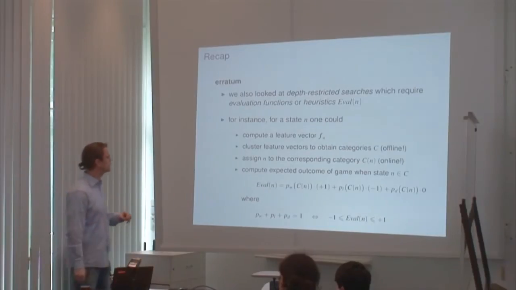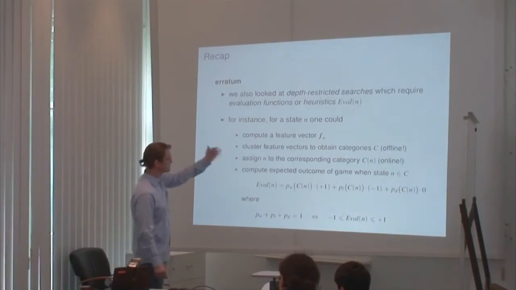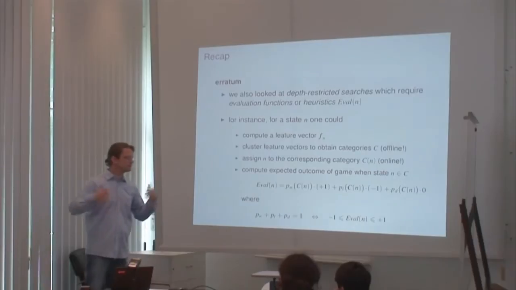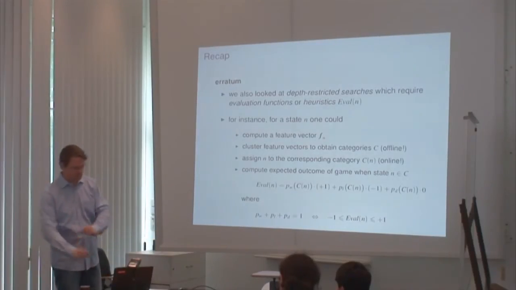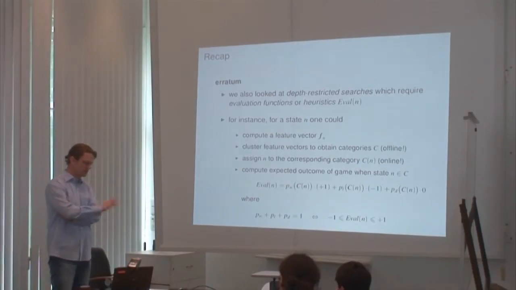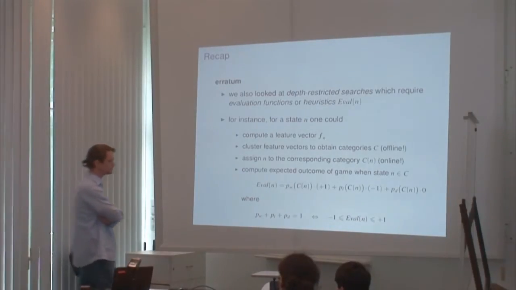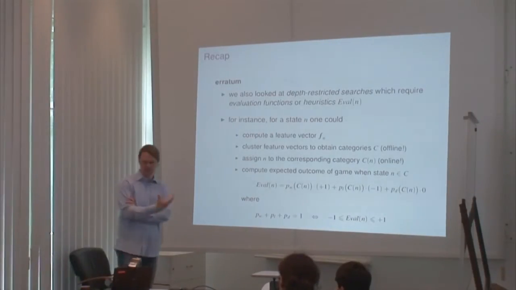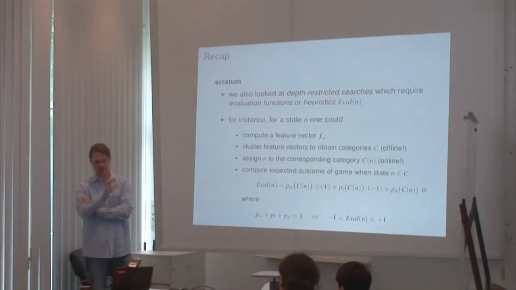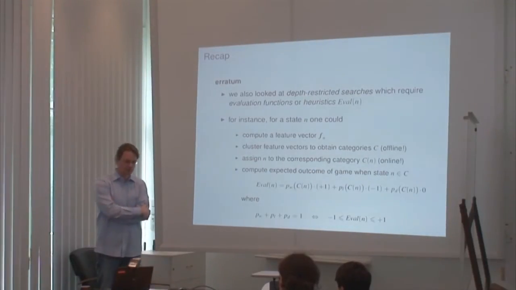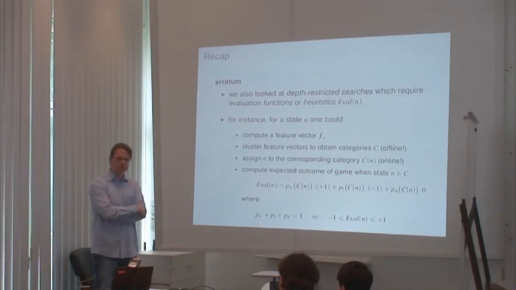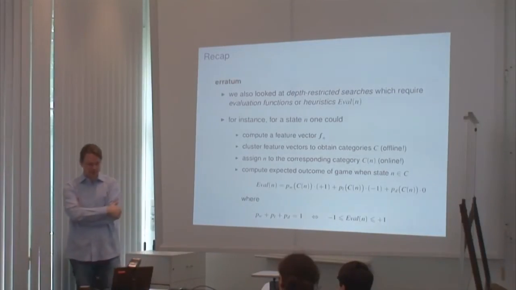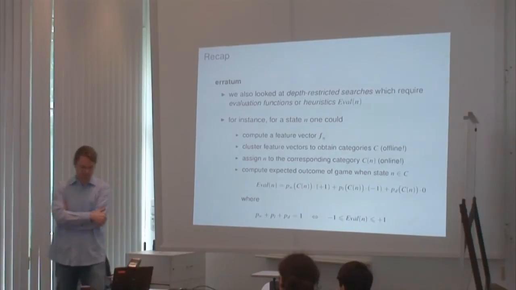In particular, what we can do is, for instance, have the computer play many games, and maybe progress these games down to the bottom level of the game tree, collect many feature vectors for all the different states we encounter in this offline phase, and then cluster them. We'll look into the idea of clustering in much more detail later on.